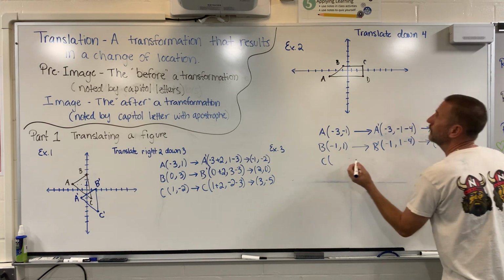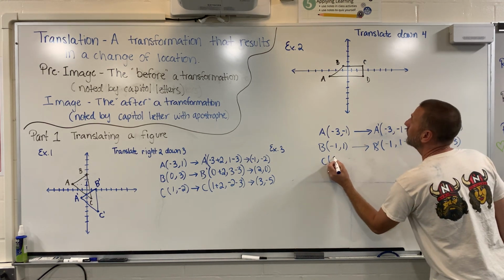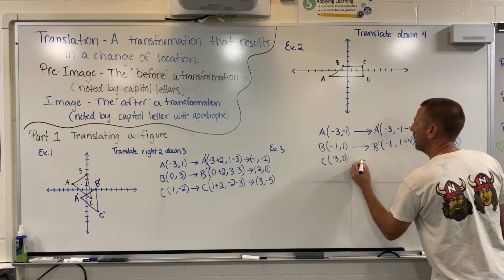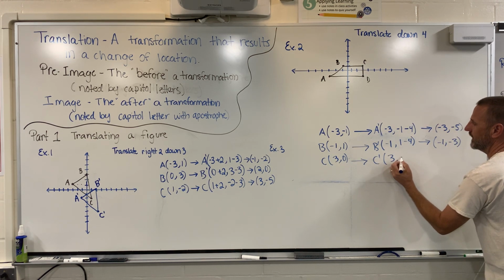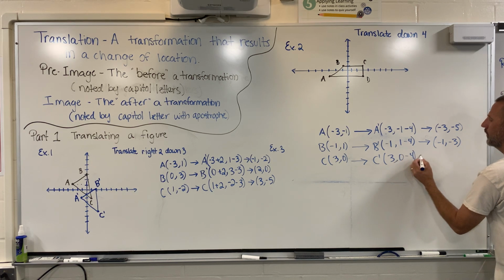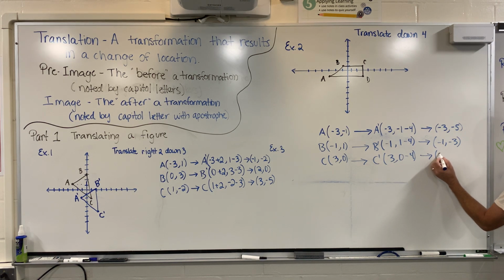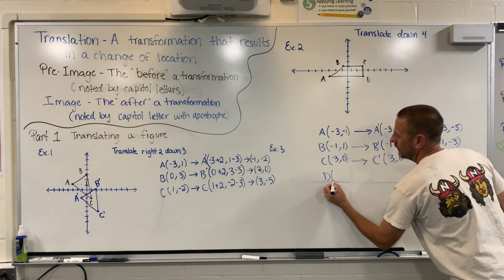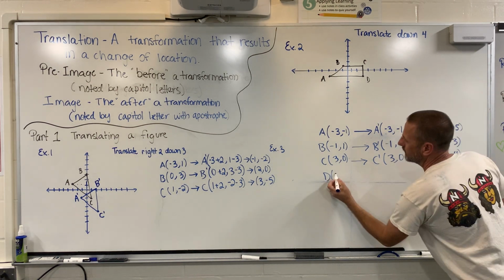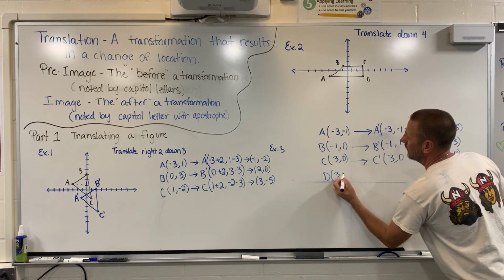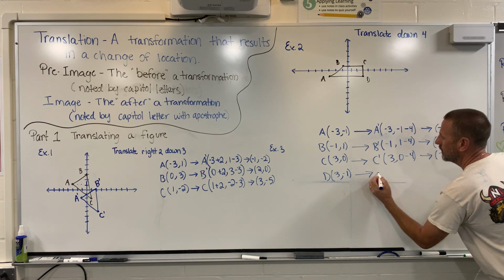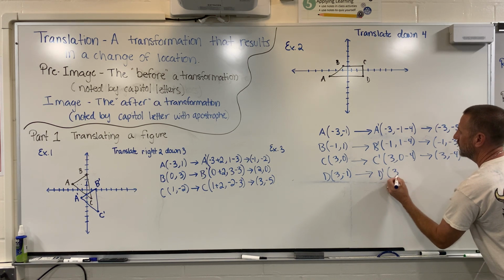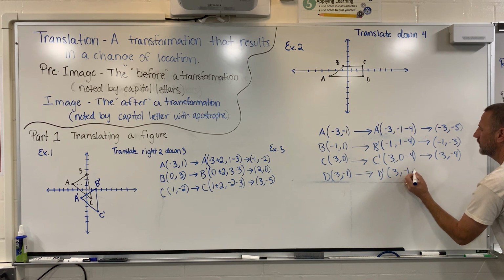And then the last, I'll get 2 more. C is at 3, 0. So again, no movement on the first one, the second one only. So the rule is, and then the last one is 3, -1. Keep that first value.